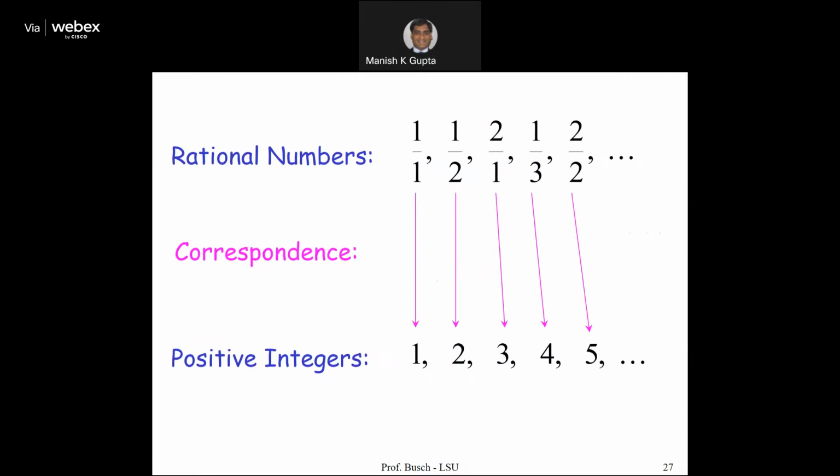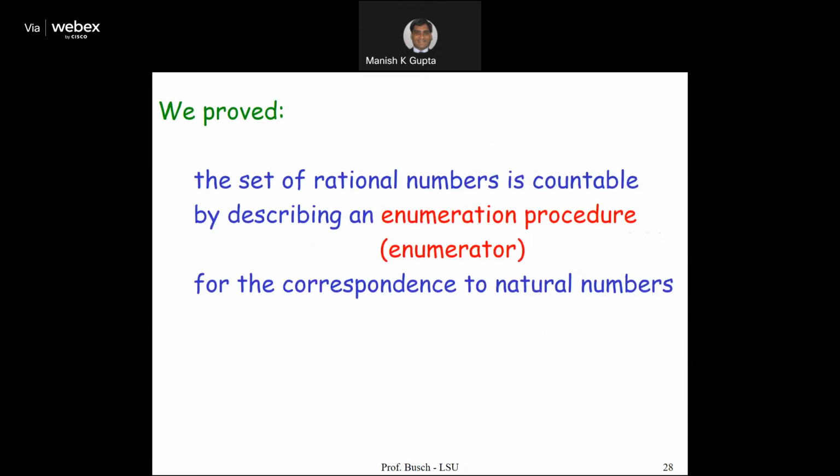And you can say that this is a correspondence. Of course, 0 you can put in the first, right? Now find the function. Here in this case all are positive, but you can include negatives and 0 as well. So we are able to count rational numbers because there is an enumeration procedure for this counting.